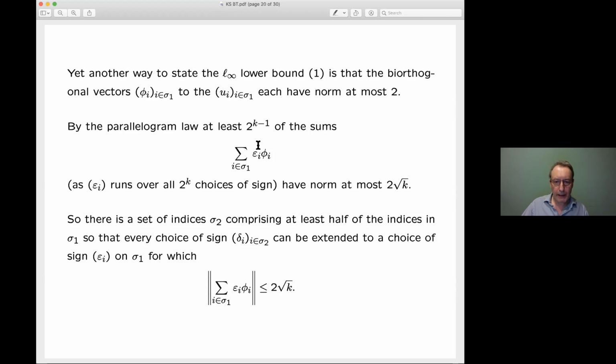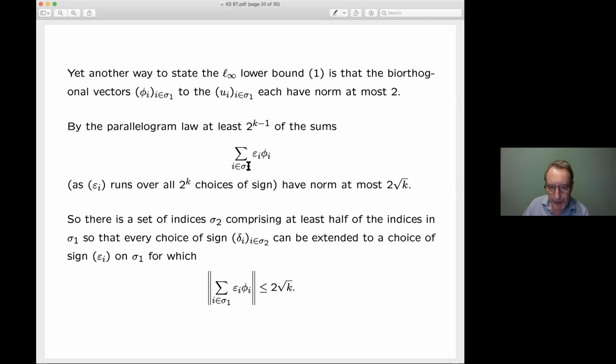Now, when I look at the sum of the squares of all these linear combinations of these bi-orthogonal vectors with choices of sign, I know that the average of them, by the parallelogram law, is equal to the sum of the squares of the norms of the vectors themselves, and that's at most 2 times k. And that means that at least half of them have norm only about that sum. So if I take the square root, it's 2 root k. So at least half of the possible choices of sign, when I form these combinations of these bi-orthogonal vectors, are not too big. They're only about 2 root k, which is what you expect.